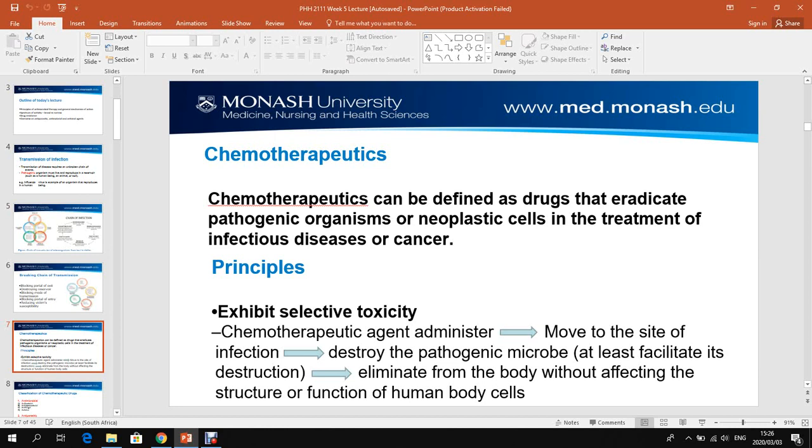once a chemotherapeutic agent or drug is administered to an individual, that chemical will enter the body and move to the site of infection. And interestingly, the drugs are designed such that once they reach the site of infection, they will be able to destroy the pathogenic organism or the microbe and eliminate it without actually affecting the structure and function of human body cells. This is a very important concept for you to understand. It's a principle of all drugs. And this is why when we take drugs, we don't die, unless in certain situations where an individual is sensitive to certain drugs and experiences adverse effects.